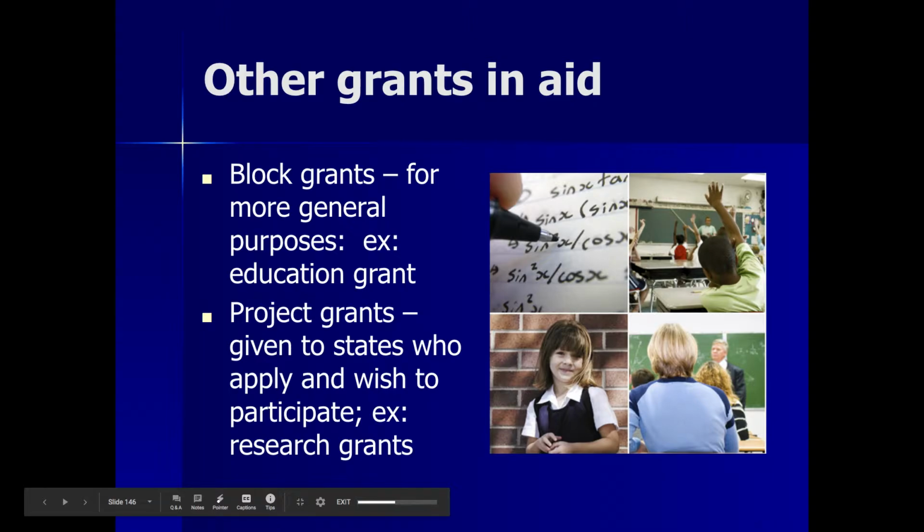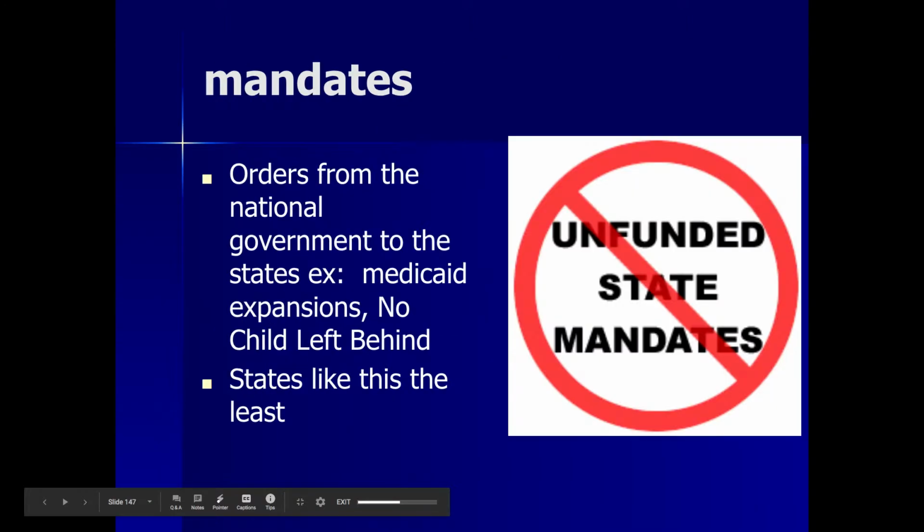A project grant is when states apply for it. They kind of compete for it. Mandates are orders from the national government. They don't give any money along with it. So states don't like this.